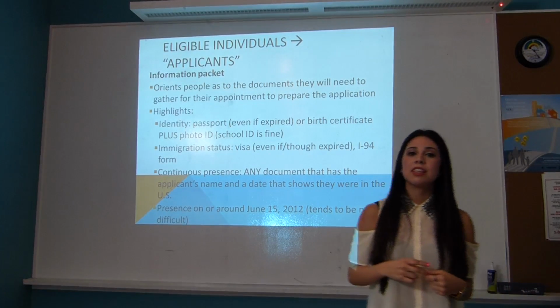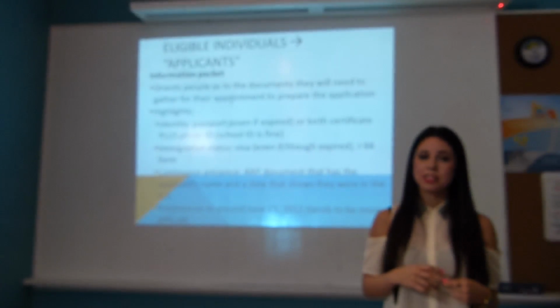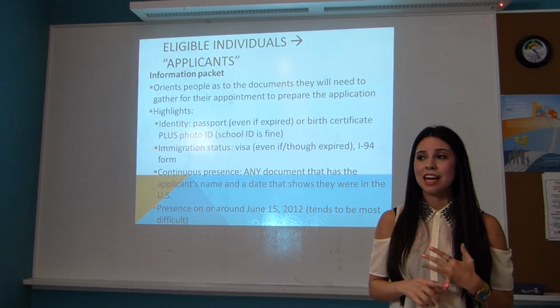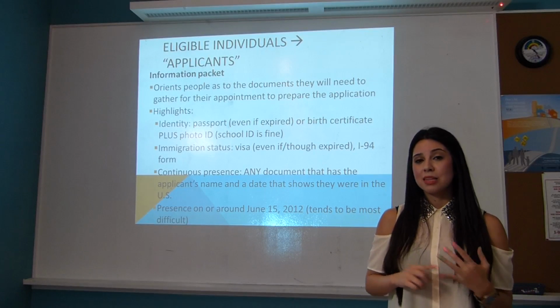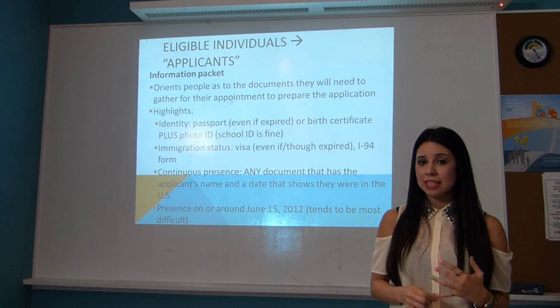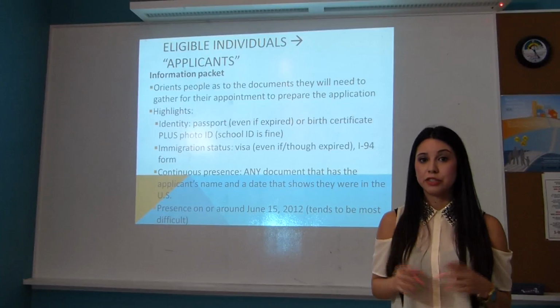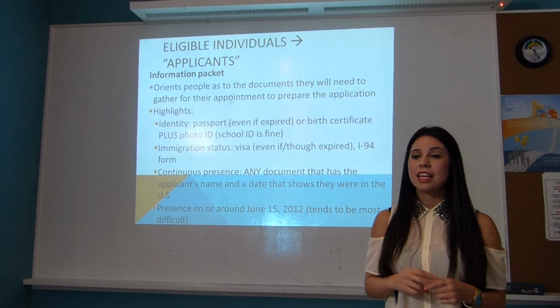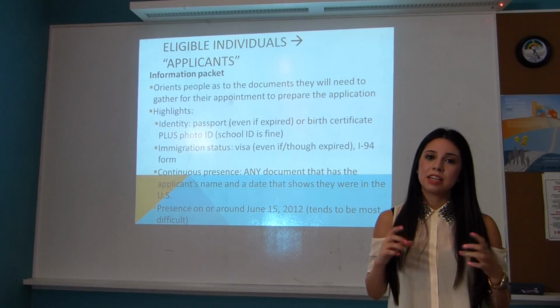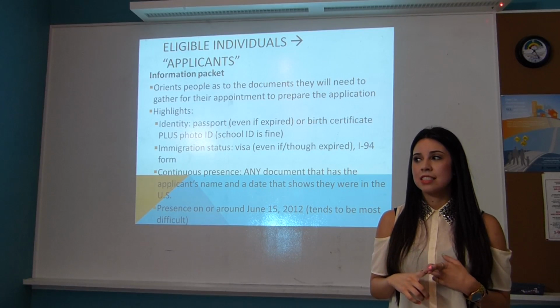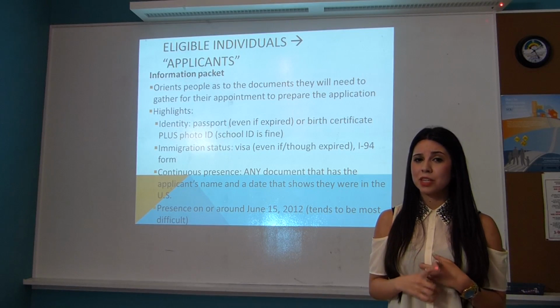Continuous presence. To prove continuous presence in the United States, they're going to need to gather the documents that they have from at least June 15, 2007 until the present, until the day that you're doing the intake. They can use any document that has their name on it and a date on it. Transcripts work best.